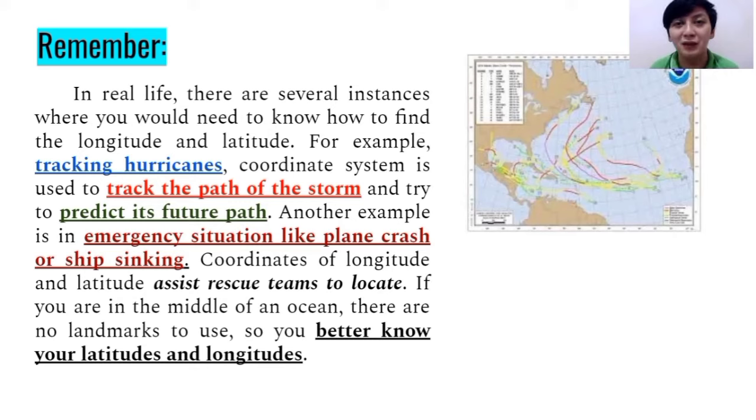But here in the Philippines, we have a lot of tropical cyclones, and then we have a lot of typhoons. So we use it for tracking typhoons. Coordinate system is used to track the path of the storm here and try to predict its future path. That's why you will be able to foresee, okay, weather forecast. Yun yung mga weather forecast.